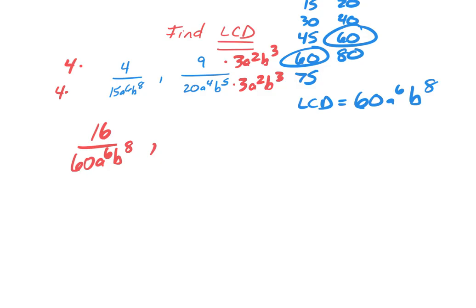Okay, and so then what that's going to give me is 27 a squared b cubed over 60 a to the sixth b to the eighth. Now my two denominators are the same, and it changed my numerator as well. Okay, so if we had to do addition or subtraction at that point, we could. But that's going to be kind of leading into a little bit of what we do tomorrow.